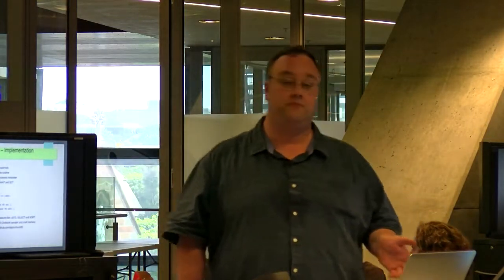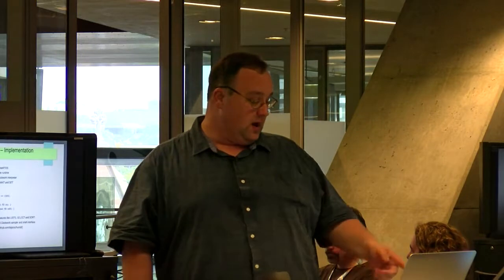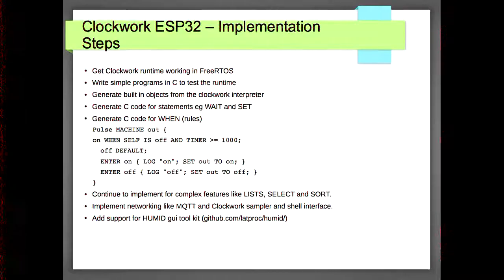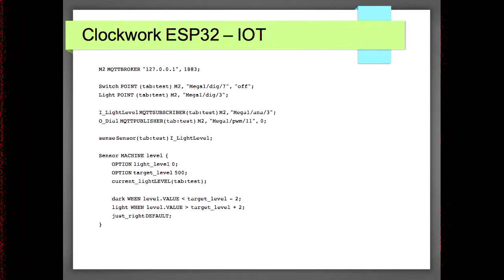I did show this last time, the MQTT interface is available within Clockwork, and once implemented would be available to this system. The HUMID system is available at that GitHub address that's below. And here's an example of using Clockwork against an MQTT broker. Once implemented, this would be the same language that we would use to talk on an ESP32.